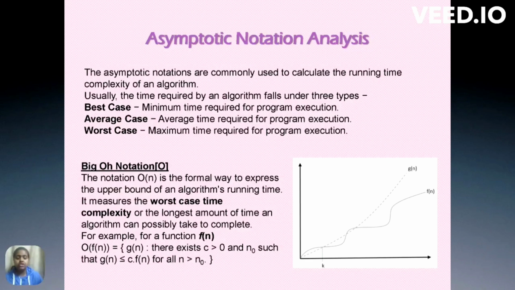Worst case, maximum time required for program execution. Big O notation is denoted by O. The notation O of n is the formal way to express the upper bound of an algorithm's running time. It measures the worst case time complexity, or the longest amount of time an algorithm can possibly take to complete. For example, from the alongside graph, for a function f of n, O of f of n is equal to g of n, there exist c greater than 0 and n naught, such that g of n is less than or equal to c into f of n for all n greater than n naught.